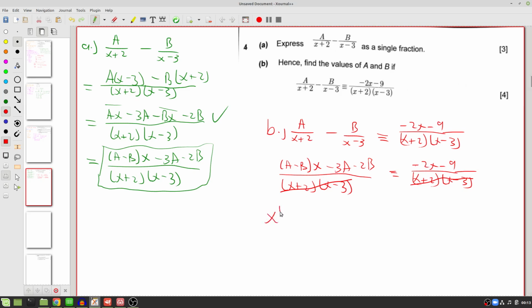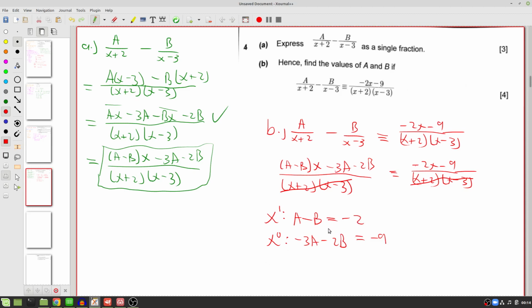So let's start with the x to the power 1s. Coefficients of the x's must be equal. So on this side, that coefficient is a minus b, and on this side, the coefficient is negative 2, so a minus b must be equal to negative 2. Now we've got the x to the power 0s, or the constants. On the left hand side we've got negative 3a minus 2b, and on the right hand side we've got negative 9. Good, so we've got two unknowns and two equations, so we can solve the equations.